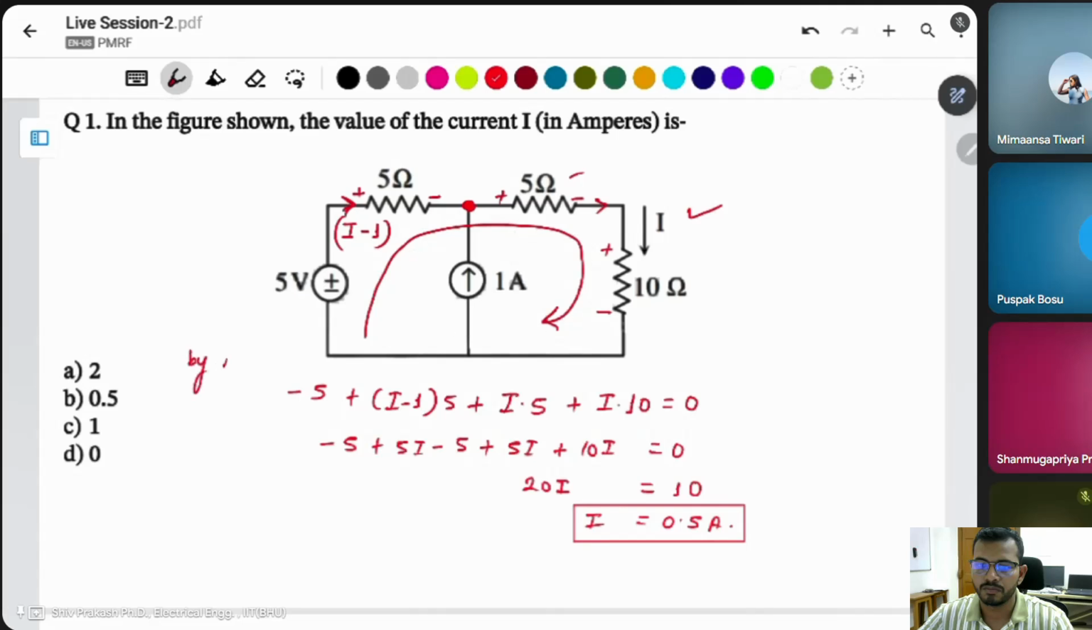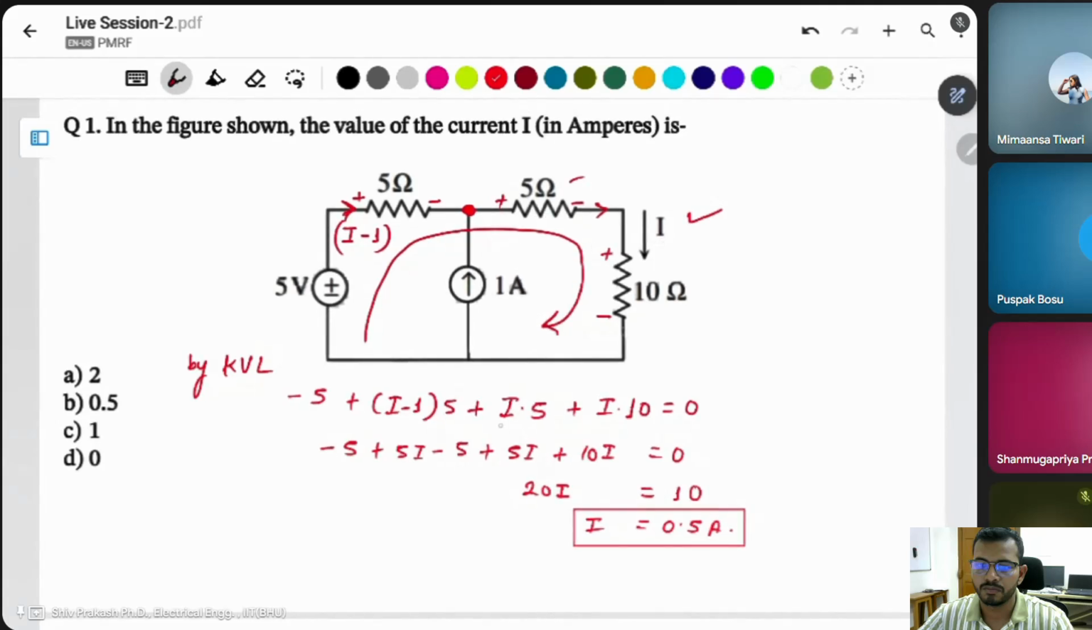This one by the KVL, we will get this. First the polarity of this voltage source is minus 5. Then the 5 ohm resistance with current passing through it I minus 1, so (I minus 1) into 5. Then this resistance is 5, current flowing through it is I into 5, and this resistance is 10 ohm, current flowing through it is I into 10, equal to 0. Simply KVL. After that you can solve it like an algebraic equation.